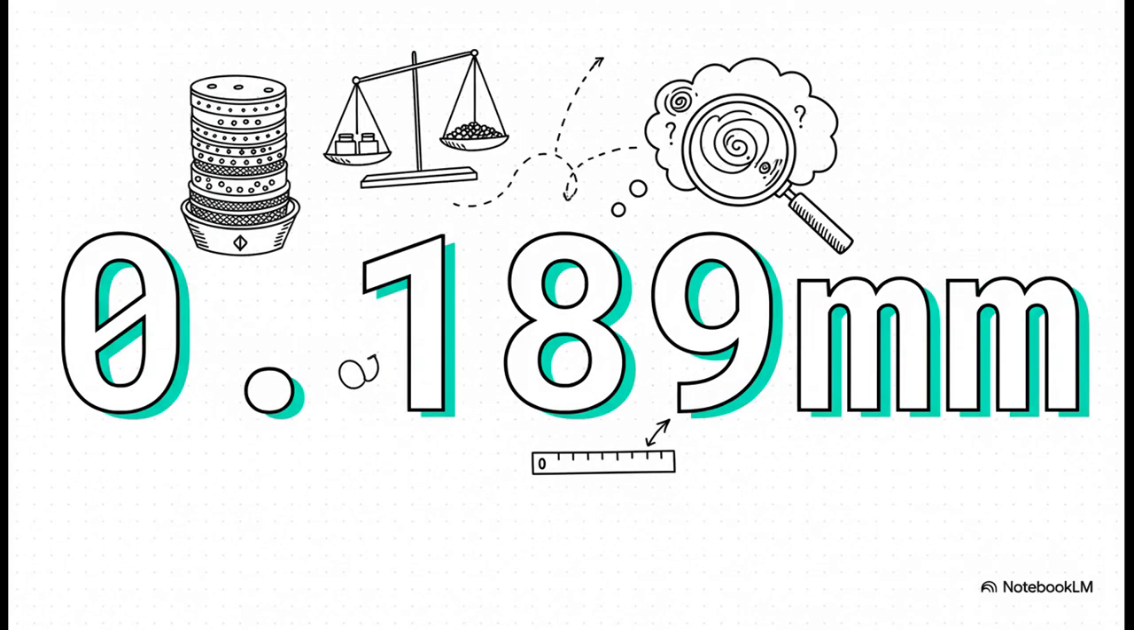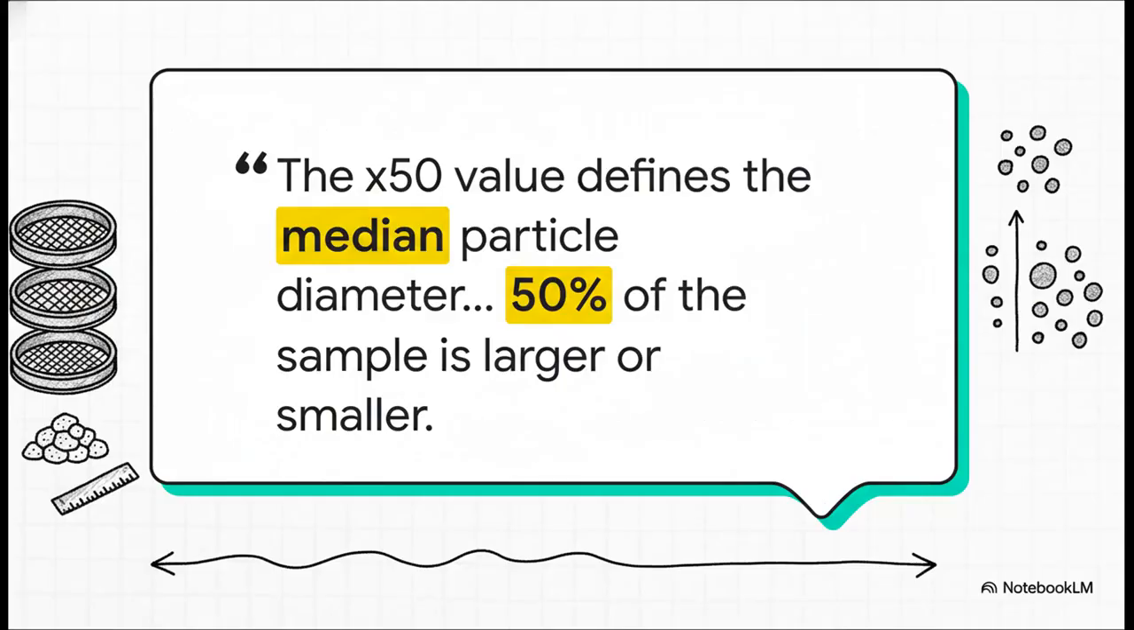But here's the really cool part. Out of all that shaking, weighing, and calculating, we can often distill the whole story down to a single, incredibly powerful number. For our sample, that number is 0.189 millimeters. So what does that even mean? This is called the X50 value.